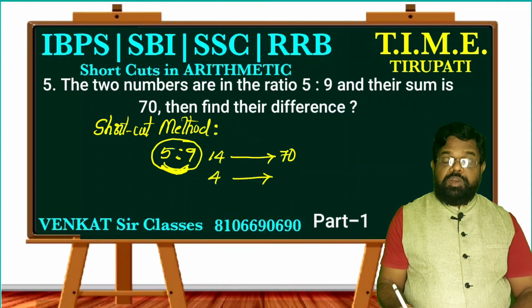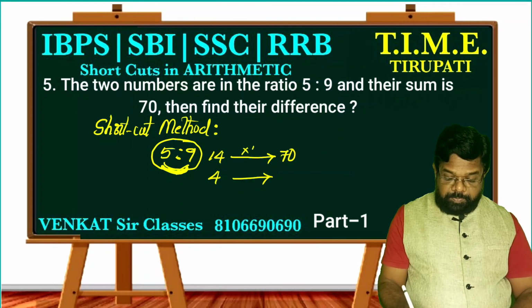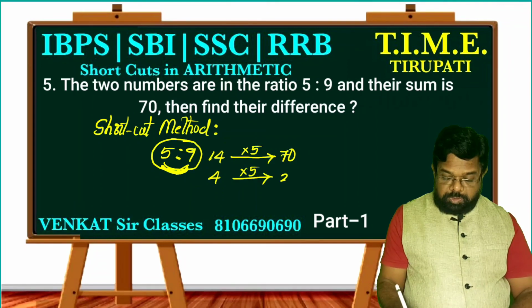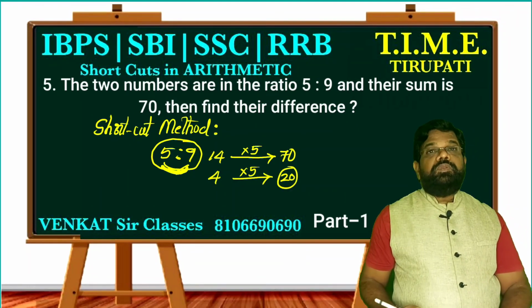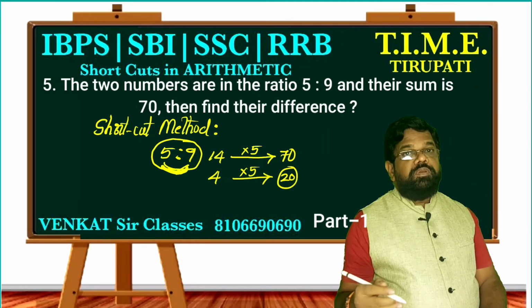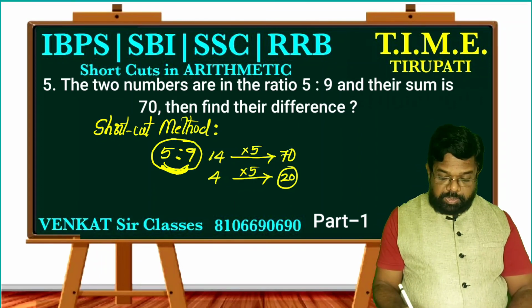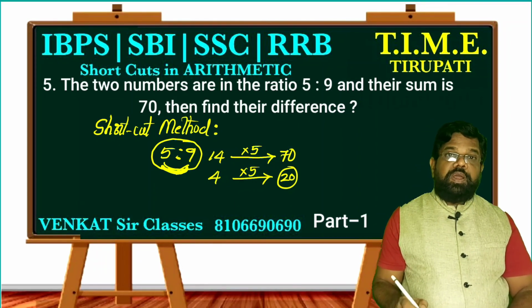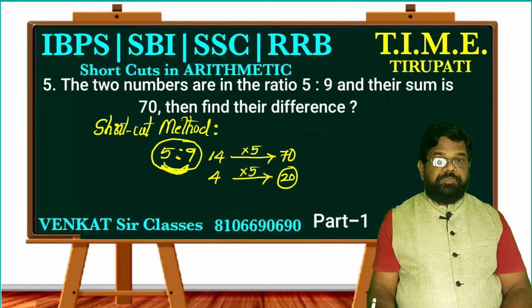14 parts' value is 70, means into 5. So here into 5 means here also you do the same thing, into 5. So this is the shortcut. 14 becomes 70 means into 5, so 4 into 5, 20.